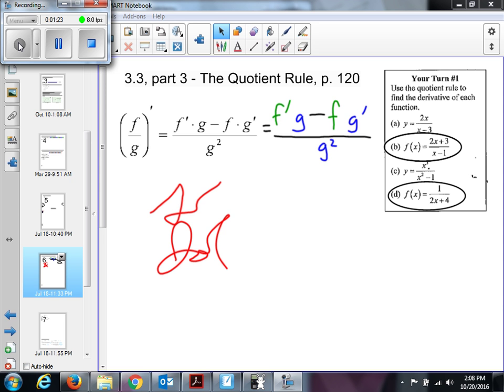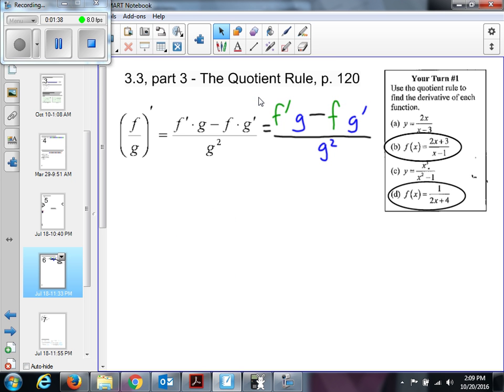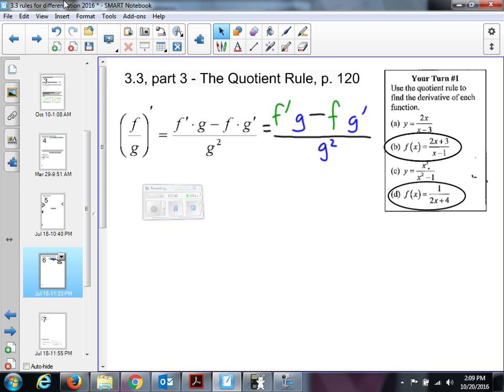Here's the shortcut when you have a rational function, the quotient rule anyways. Now let's take a look at how it's designed. We've got a function, a rational function, so we have some expression, a polynomial on the top, and g would represent the polynomial on the bottom. So f is the top expression, g is the bottom expression.